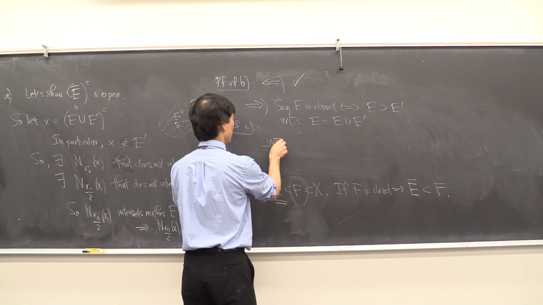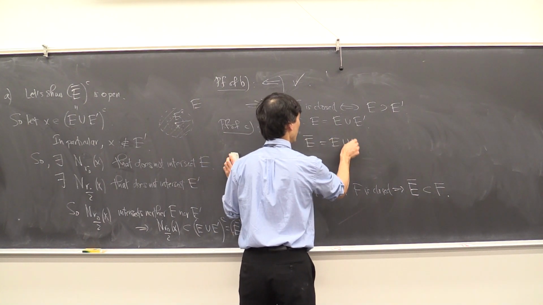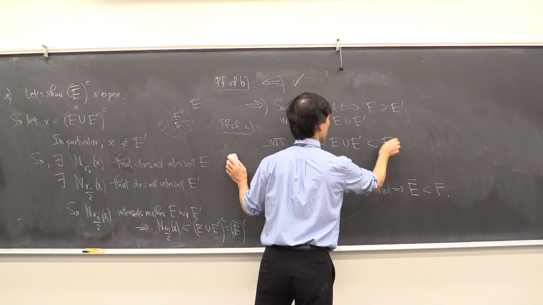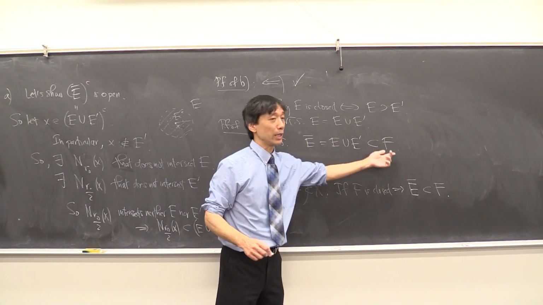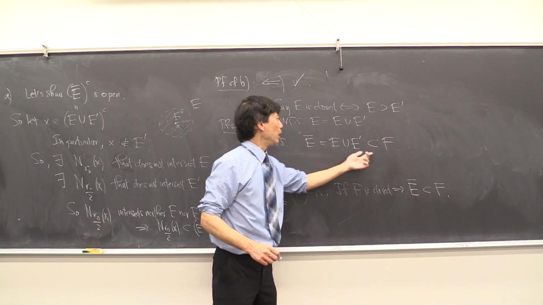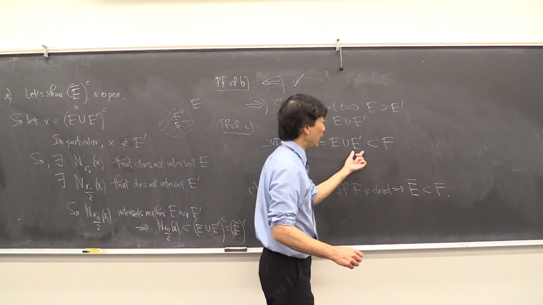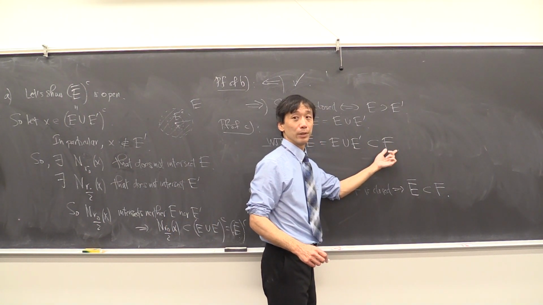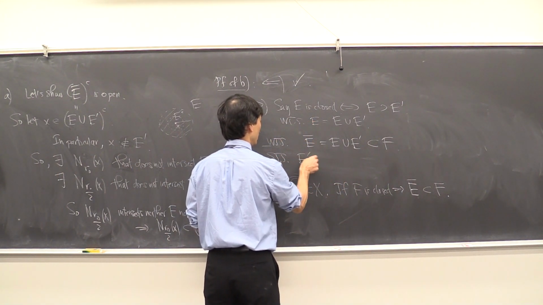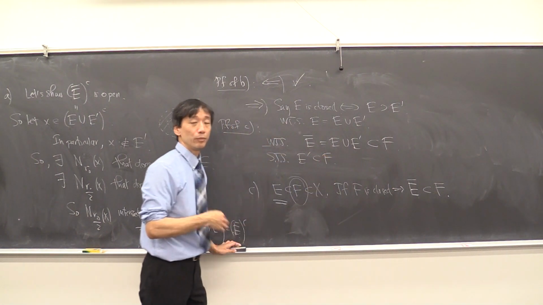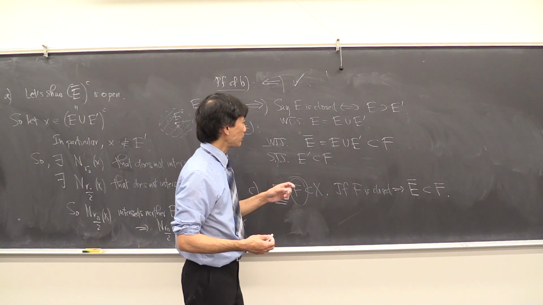we want to show that E bar, which is E union E prime, is contained inside of F. That's what we want to show, that the closure is contained inside of F. We already know that E is contained inside of F. So the only thing we have to show is that E prime is contained inside of F. So it suffices to show that E prime is contained in F. Once we do that, we're fine, because E is already in there.